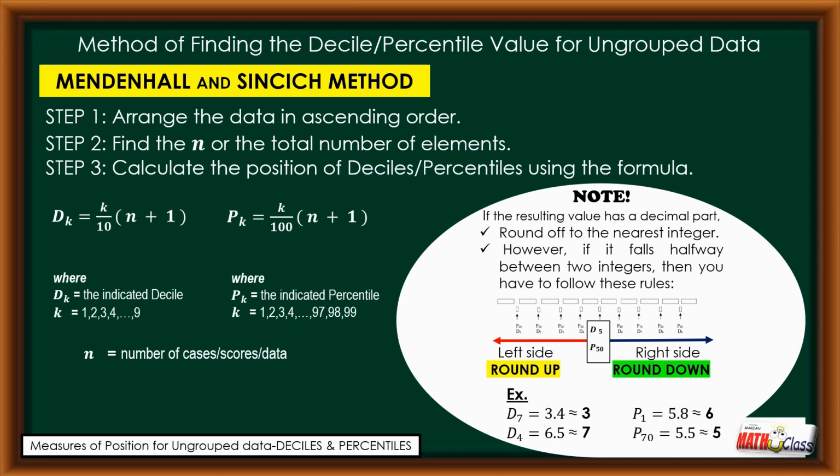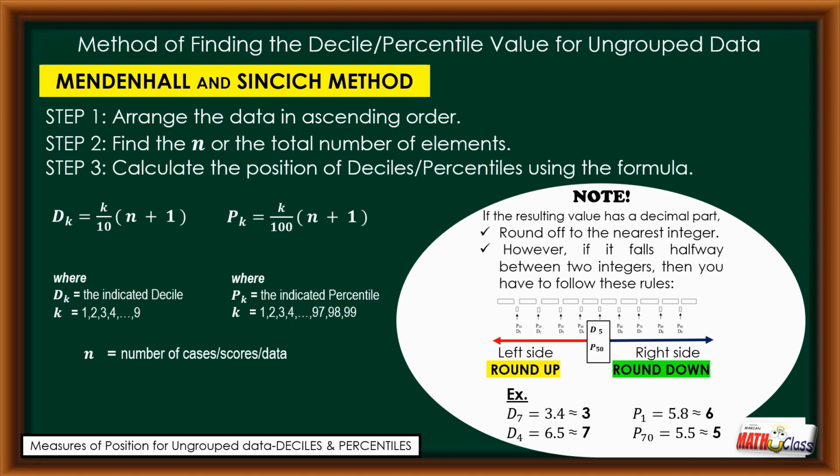So, for example, the resulting value of the position of D7 is 3.4. The computed value 3.4 becomes 3 after rounding to the nearest integer. So the decile value is on the third element. If the result of the position of P1 is 5.8, then round it to the nearest integer, which is 6.